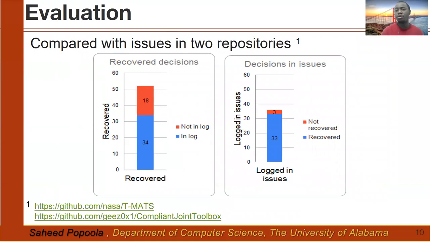So this gives me a much greater percentage of precision. I also discovered that there were some issues that were discussed in the issue logs, about 3 of them, that were missed by my tool. So this is still fairly okay from the discussions we had based on the previous results.